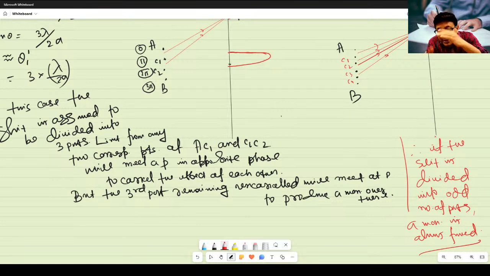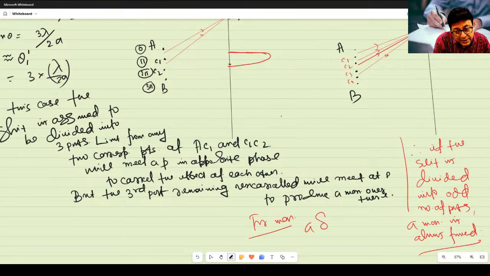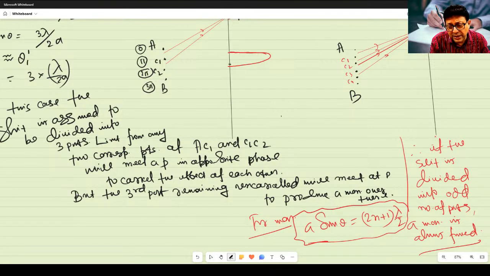So if the slit is divided into an odd number of parts, a maxima is always formed. So in general, what is the condition? For maxima, a sin theta will be (2n plus 1) lambda by 2. Understood? This is going to be the n. n again belongs to I. This condition will help you to understand why maximum and minimum will be there in diffraction.